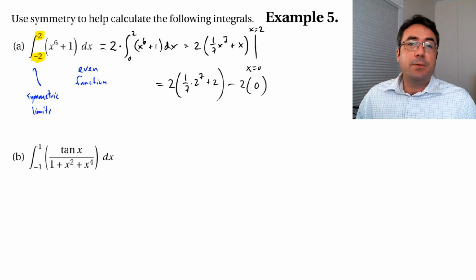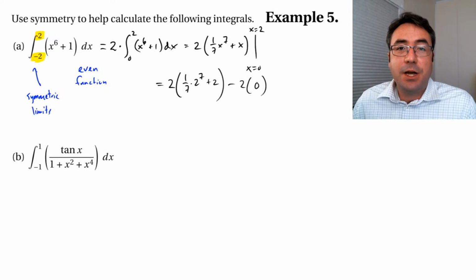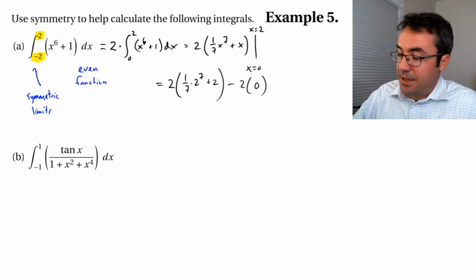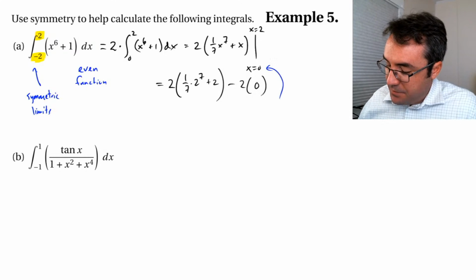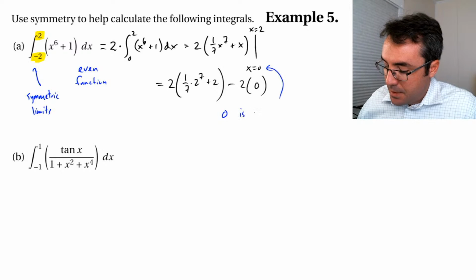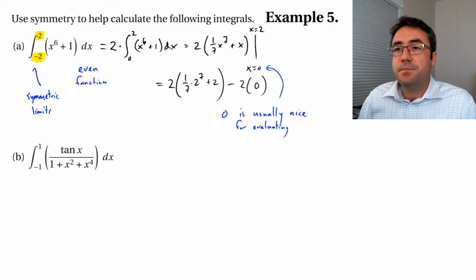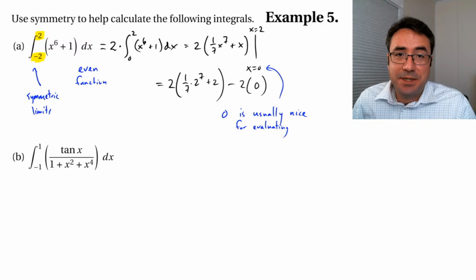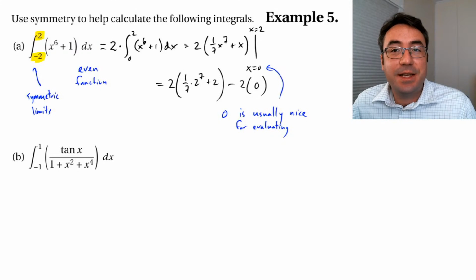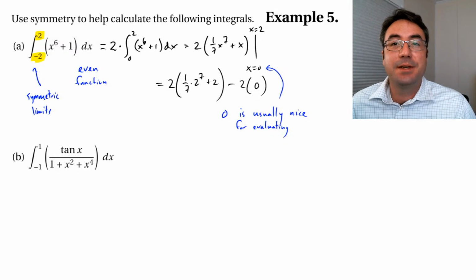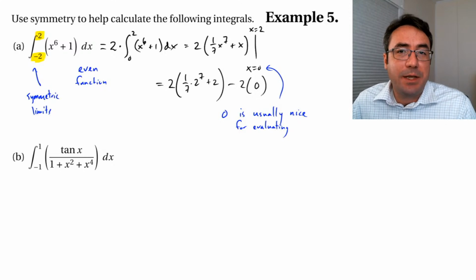And so really why we would use this is it's always nice to plug in 0. We can't always do it, but the benefit is 0 is usually a nice number for evaluating. So a lot of times when we plug in 0, it makes things a lot easier to evaluate, much easier than, say, if we were to just plug in -2. So that's why we might use this. This is just to make the evaluation a little bit easier for us.